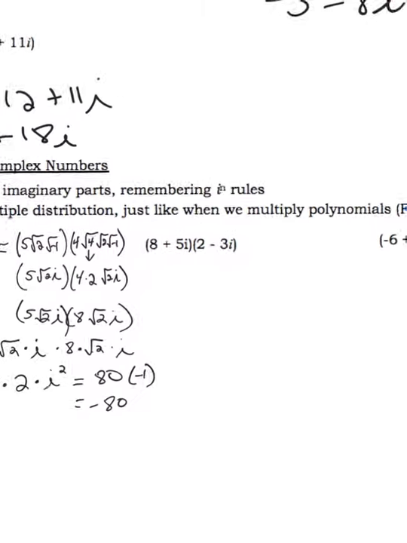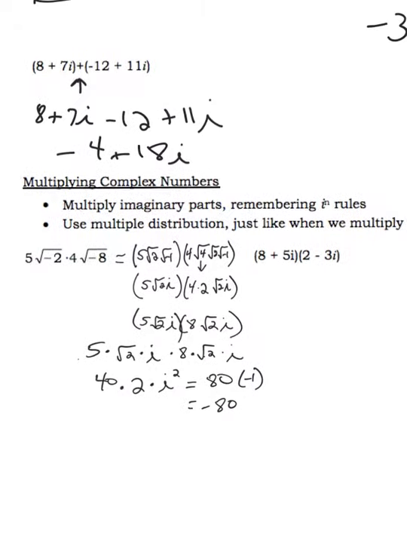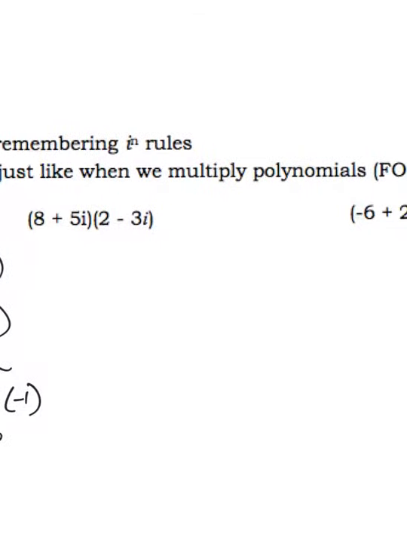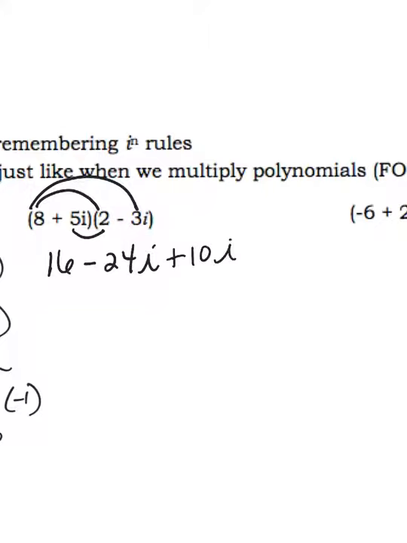Okay, so let's take a look at our next example. It's a little bit different from the first example because these complex numbers come in the form of two terms. And I have to deal with this just like I would deal with multiplying binomials. I would have to use the FOIL method or double distribution. 8 times 2 is 16. 8 times negative 3i is negative 24i. 5i times 2 is 10i. And then 5i times negative 3i is negative 15i squared.